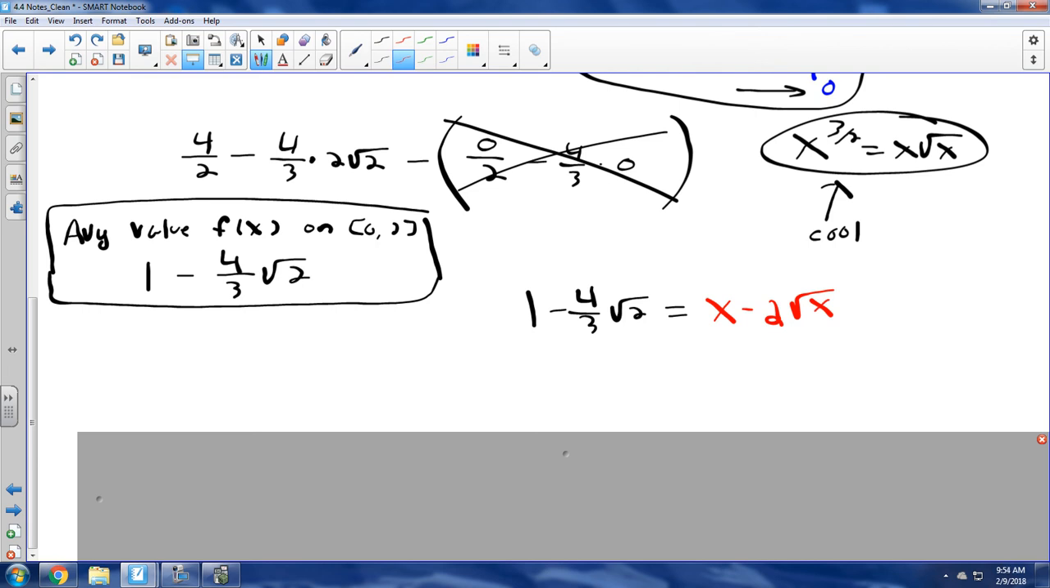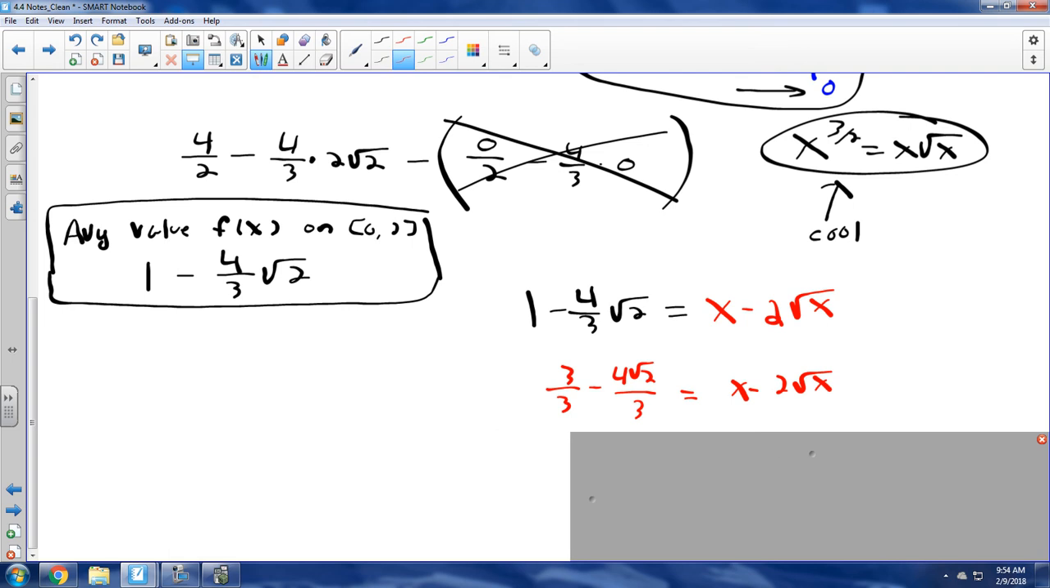Well, let's see. I've got 3 over 3 minus 4 root 2 over 3 equal to x minus 2 root x. Okay, I'm trying to keep solving that. Unfortunately, I think the answer's down here. Try not to give that away.